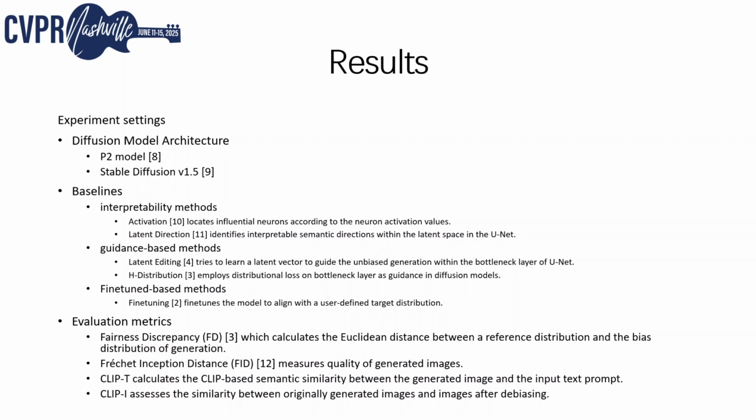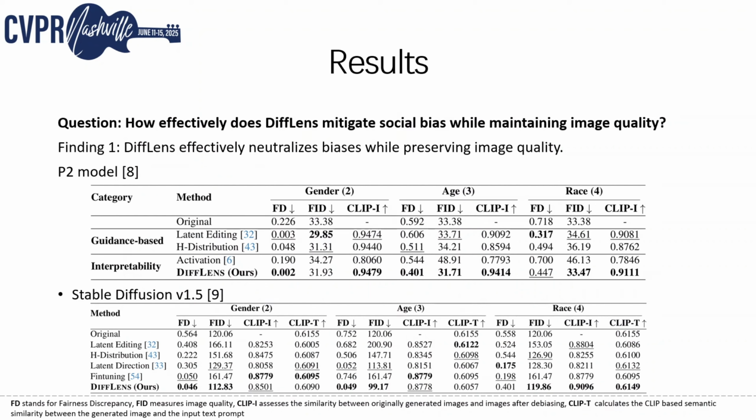For experiments, we evaluate DiffLens on two pre-trained models, P2, an unconditional model, and the well-known Stable Diffusion v1.5. We compare our approach against several strong baselines, including activation-based methods, latent editing techniques, and fine-tuning. Our key metrics were fairness discrepancy to measure bias level, FID for image quality, and CLIP-I and CLIP-T for semantic consistency. So how effective is DiffLens?